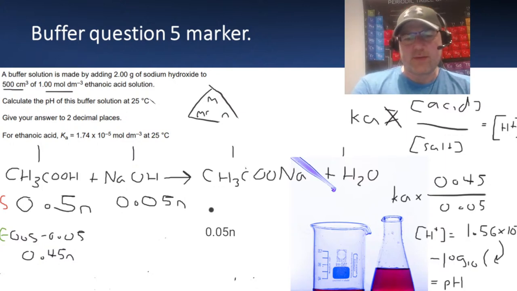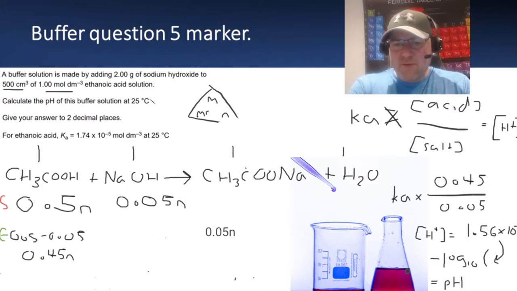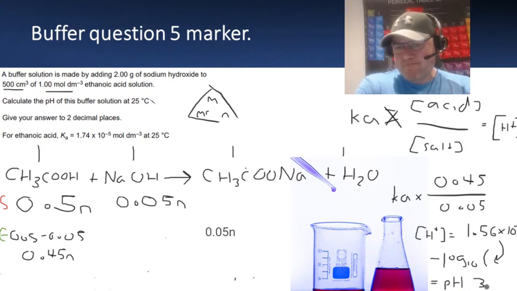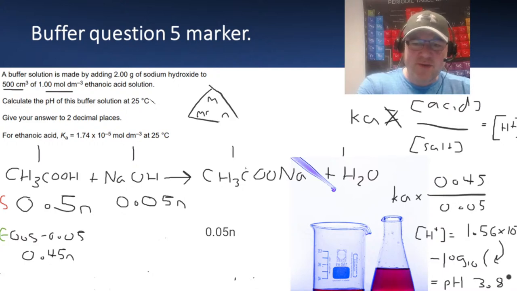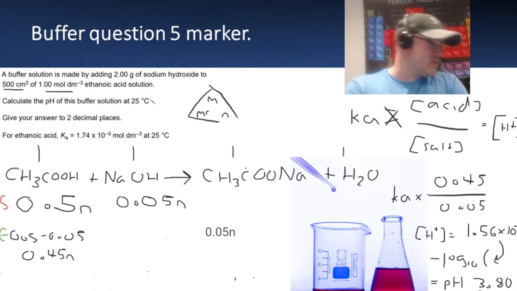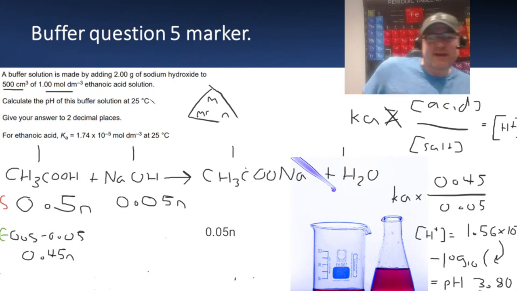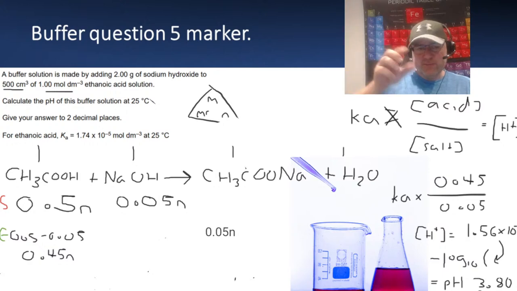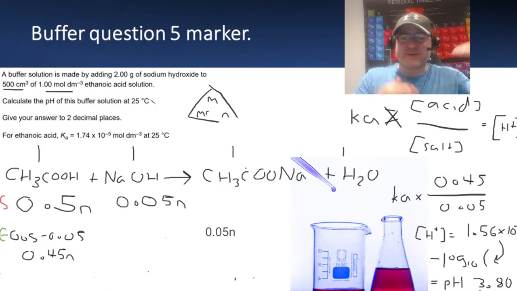So, if I do that, we should get... Yeah, 3.80. Some people might want to round that to 3.81. And that's a 5 marker. So the difficulty with this buffer calculation was literally that you've got to appreciate that the base reacts with the acid and your moles of acid decrease. Okay.